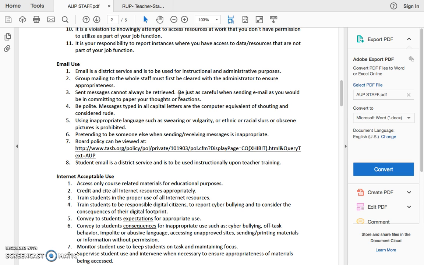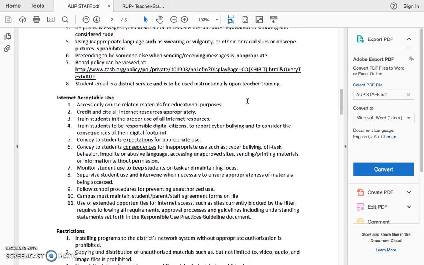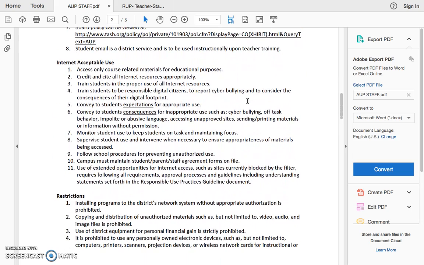Use appropriate language because inappropriate language is prohibited. And it's also inappropriate to pretend to be someone else in messages. It also provides a link for the board's policy on email use. And student email is a district service, and it can be used upon a teacher receiving training for instructional purposes only.